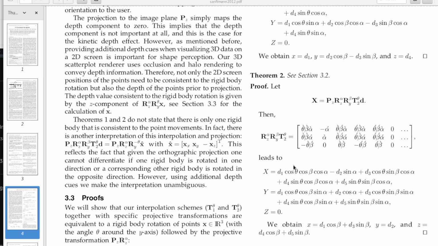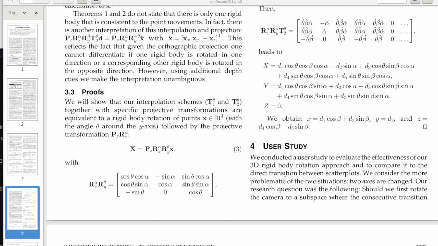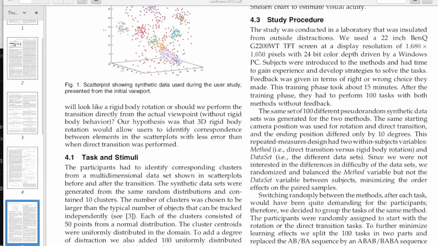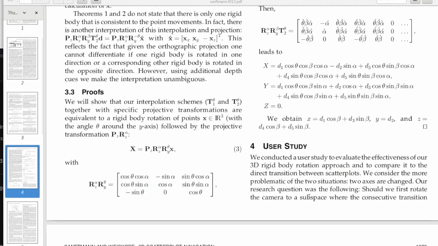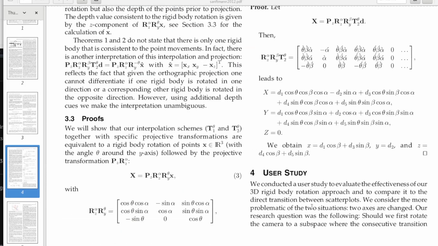We will show that our interpolation schemes, T1 and T2, together with specific projective transformations, are equivalent to a rigid body rotation of points x in R3 with the angle around the y-axis, followed by the projective transformation PZRZ x = PZRZRYX. Z = 0. We obtain x = d1 cos + d3 sin, y = d2, and z = d4 cos + d5 sin.